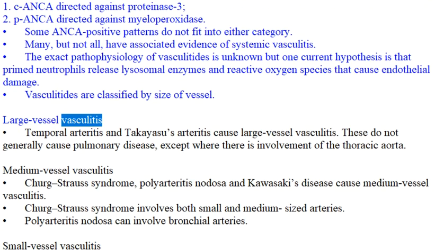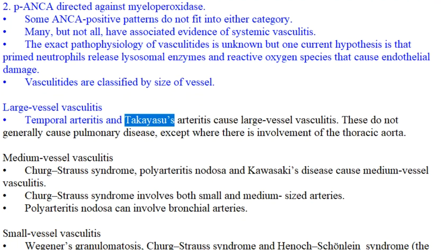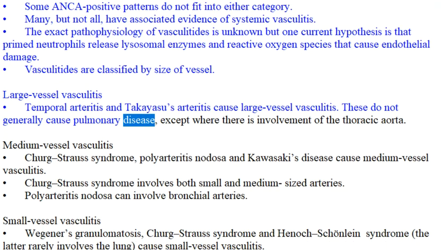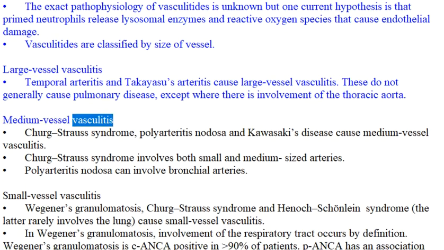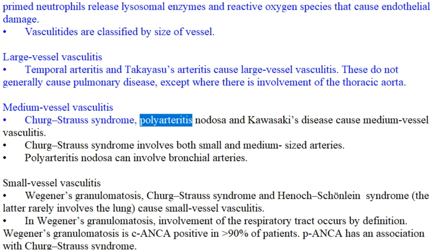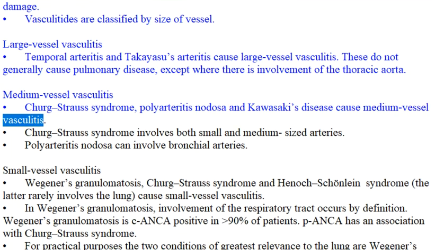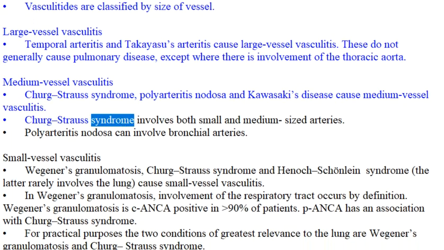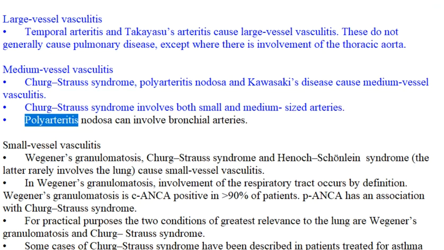Large vessel vasculitis. Temporal arteritis and Takayasu's arteritis cause large vessel vasculitis. These do not generally cause pulmonary disease, except where there is involvement of the thoracic aorta. Medium vessel vasculitis. Churg-Strauss syndrome, polyarteritis nodosa, and Kawasaki's disease cause medium vessel vasculitis. Churg-Strauss syndrome involves both small and medium-sized arteries. Polyarteritis nodosa can involve bronchial arteries.